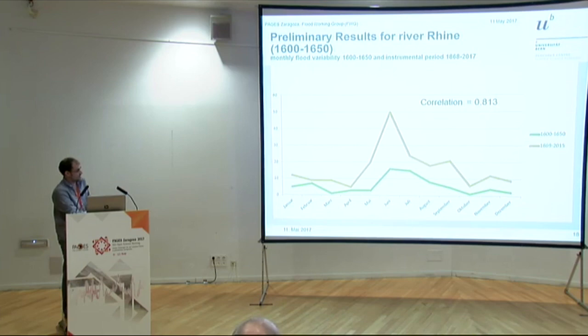So the correlation between the monthly distribution of flood events in the instrumental period and in the 50-year period from 1600 to 1650 is 0.813, but we do not have this peak here. But this is exactly what we are looking for. We want to see differences of small flood events over time.